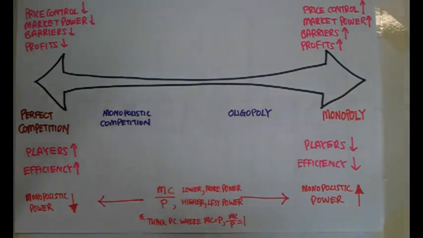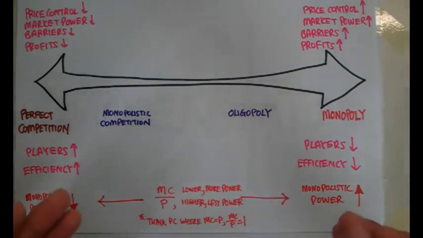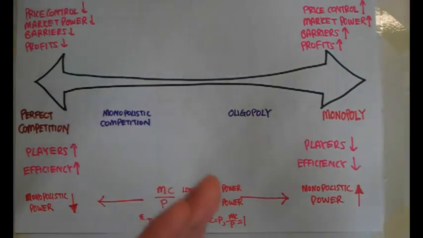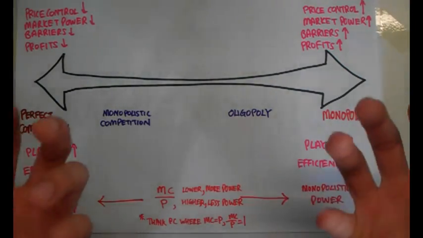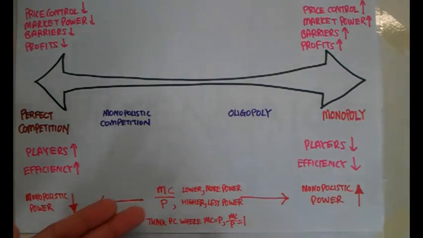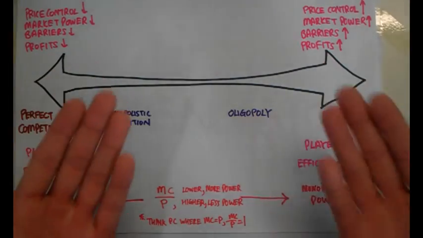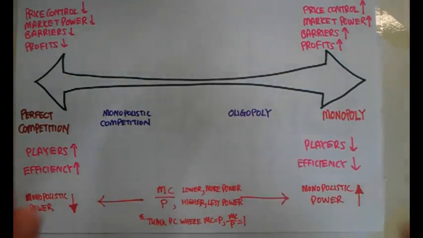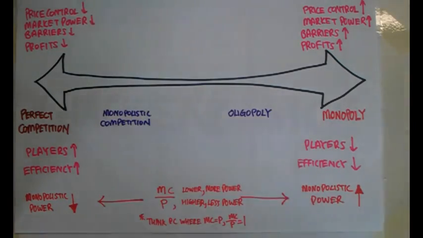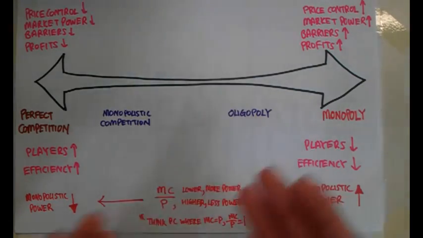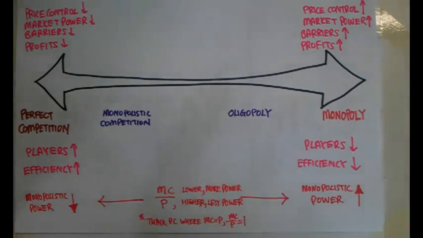Now think about your perfect competition market structure. They produce where P equals MC, price equals marginal cost. So if both of them are the same, you take MC divided by P, you should get 1. It's like taking X divided by X, taking 3 divided by 3, you get 1. So the most powerless monopolistic power that you can think of is number 1, because that is for our perfect competition.